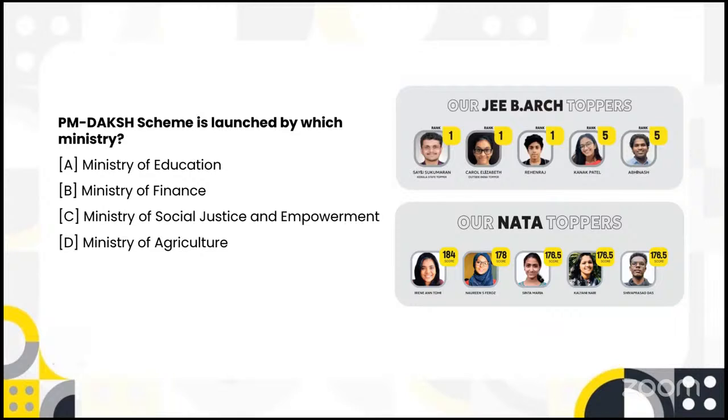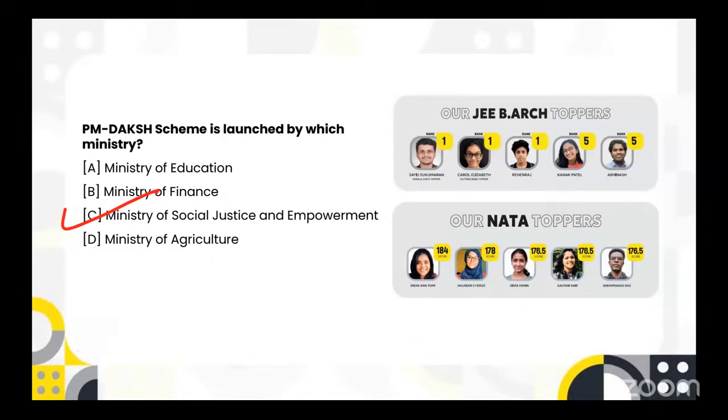It is approved for 5 years starting from 2021-22, so it will be there till 2025-26. What is the purpose? To provide skill training through upskilling and entrepreneurship development. It's especially aimed at SCs, OBCs as well as economically backward classes. That is the main purpose of it. So the PM Daksha scheme was launched by the Ministry of Social Justice and Empowerment.